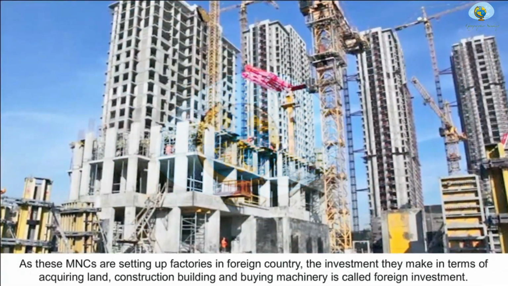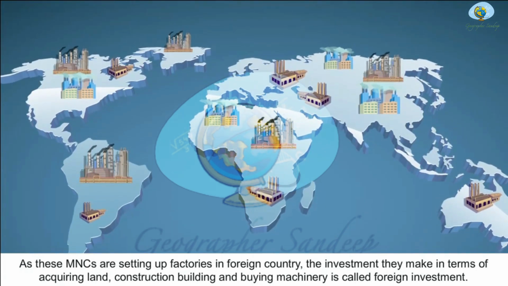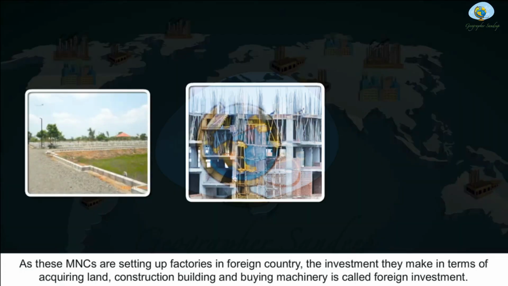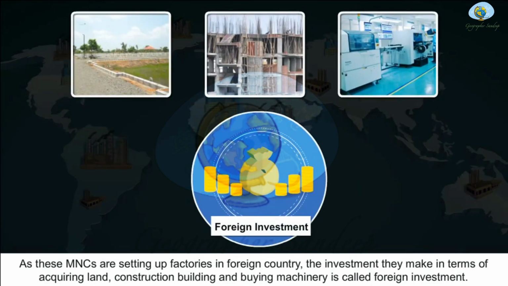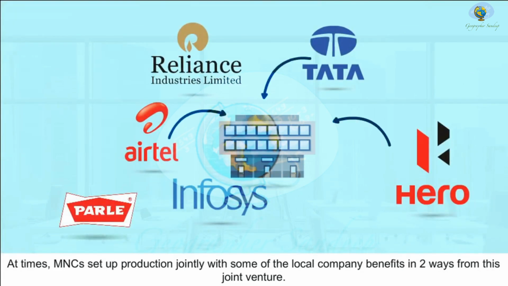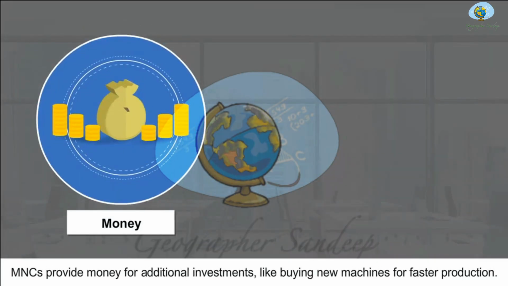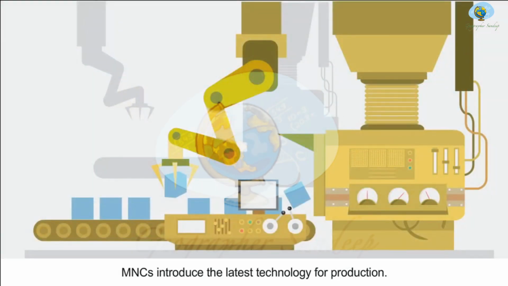As these MNCs are setting up factories in a foreign country, the investment they make in terms of acquiring land, construction of buildings, and buying machinery is called foreign investment. At times, MNCs set up production jointly with some of the local companies. The local company benefits in 2 ways from this joint venture. MNCs provide money for additional investments like buying new machines for faster production. MNCs introduce the latest technology for production.